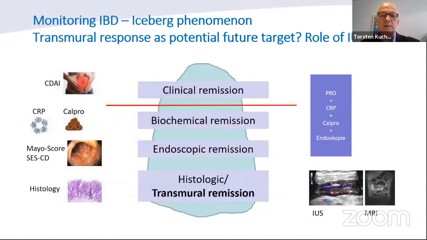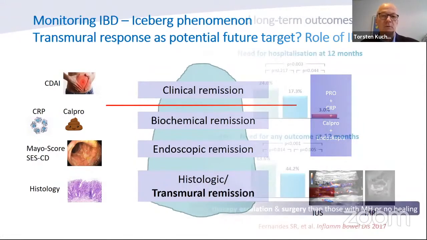How about monitoring IBD? We are all aware that this is some kind of iceberg phenomenon where we in the past just looked at clinical remission as clinical target, but now we are going deeper. And are looking for biochemical remission or endoscopic remission, mucosal healing, or even deeper in UC, looking at histologic remission or transmural remission in Crohn's disease. And intestinal ultrasound is the perfect methodology to determine transmural remission.